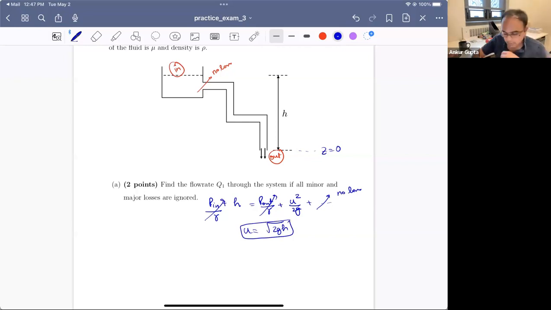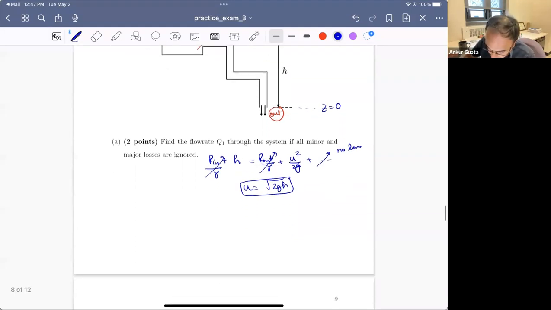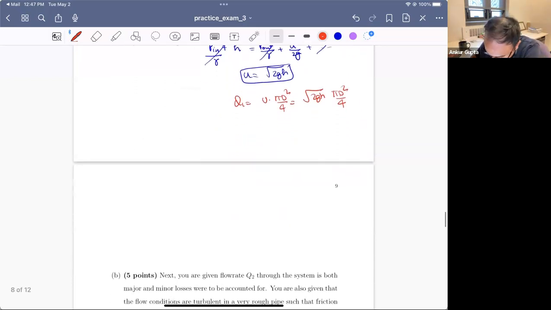It's just the free velocity of an open channel, square root 2gh. So without any losses, it essentially says that all the potential energy gets converted into kinetic energy. So you get U equal to root 2gh. Oh, find the flow rate rather, apologies. So then Q1 is equal to U times pi d squared by 4. So this is root 2gh times pi d squared by 4. So it's a simple problem. That's what you get. All right.